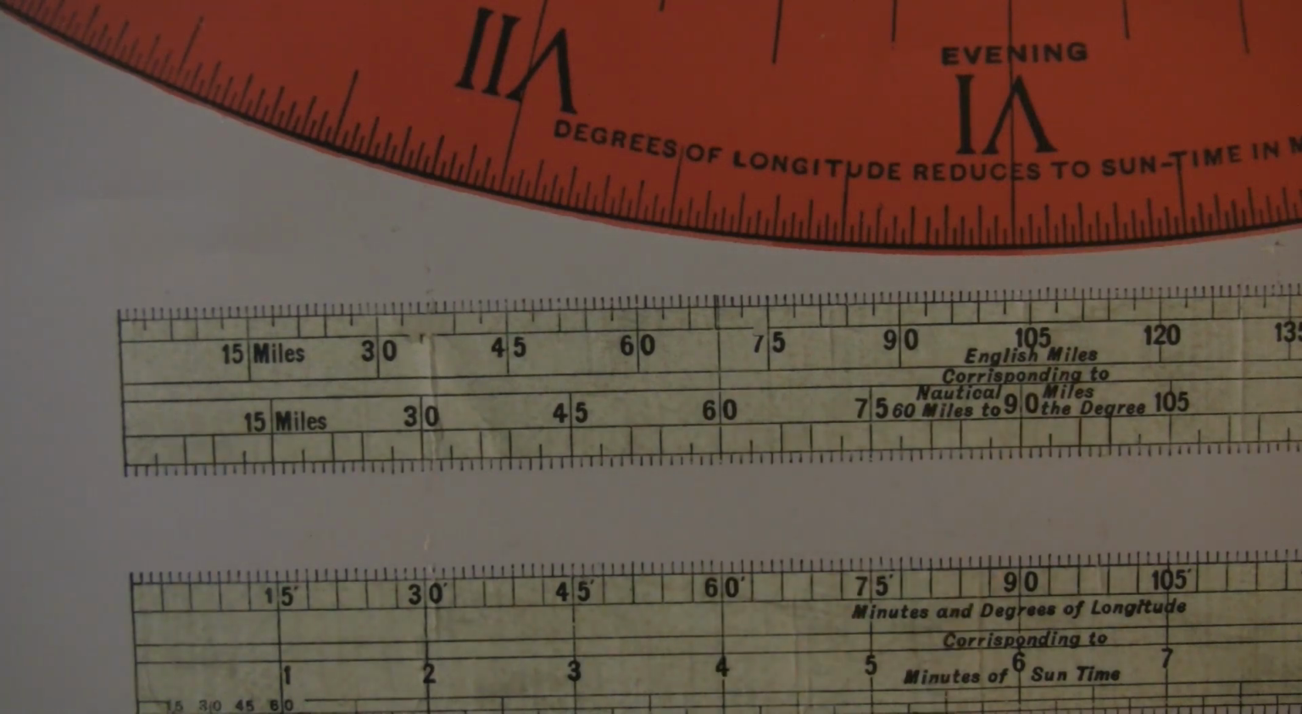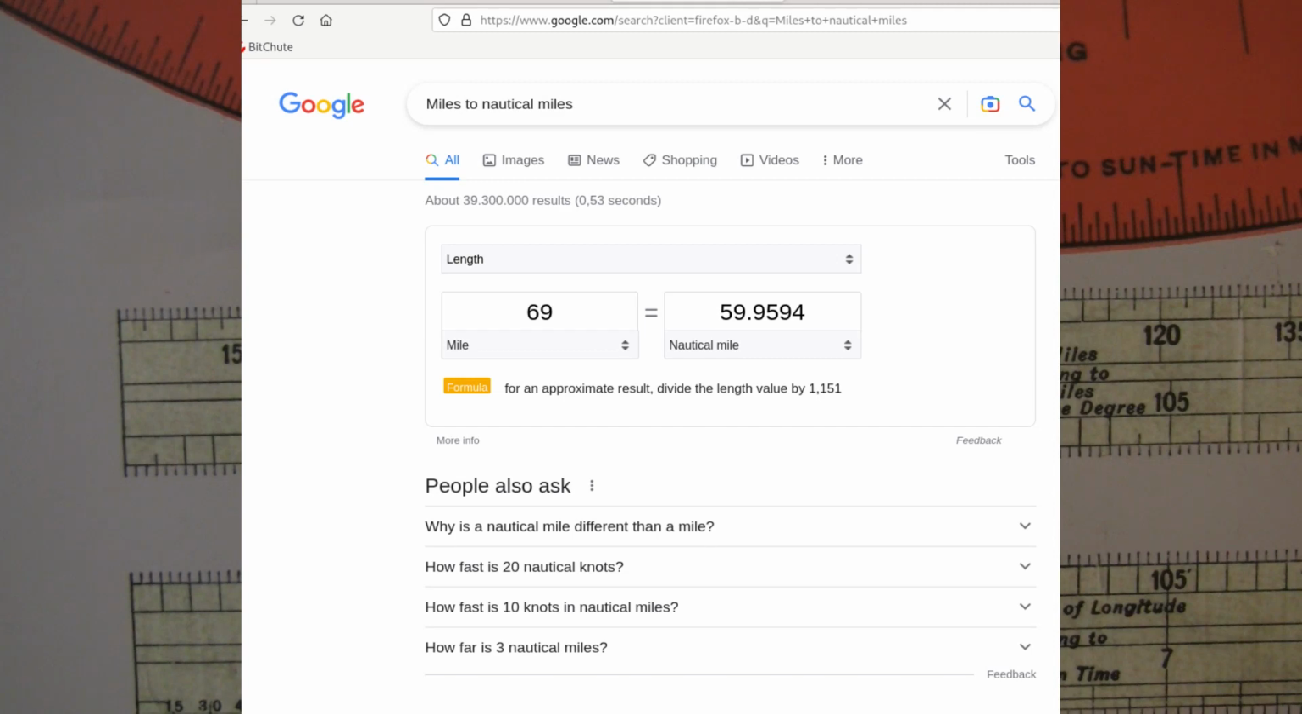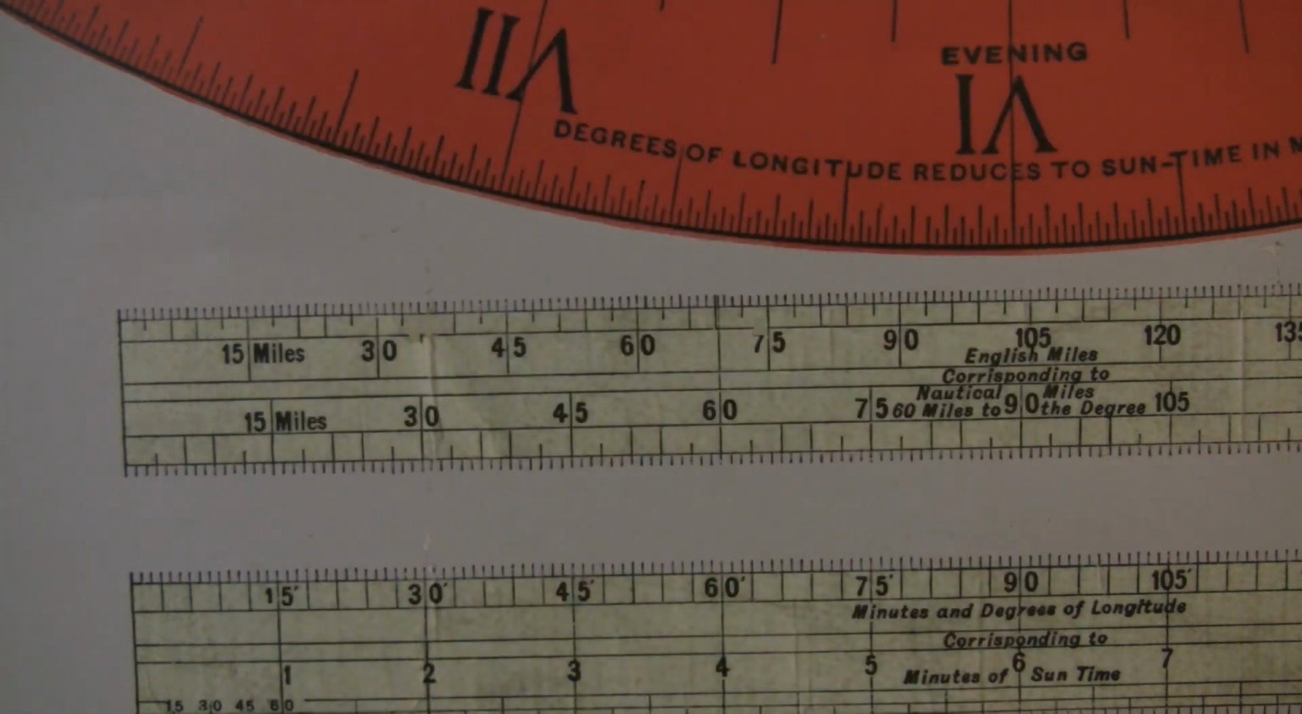This is the scale on the longitude line. The longitude line is divided in 15 degrees latitude line. So this is the scale for the longitude lines. If you want to use 69 miles or 59.9594 nautical miles, it's up to you. Feel free to do so.